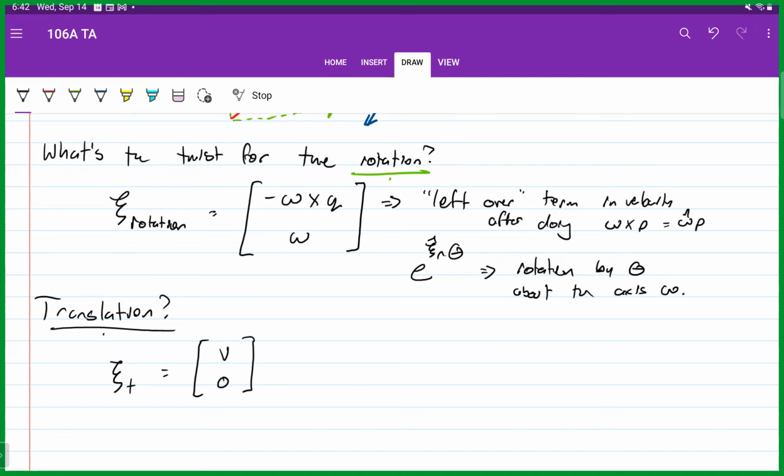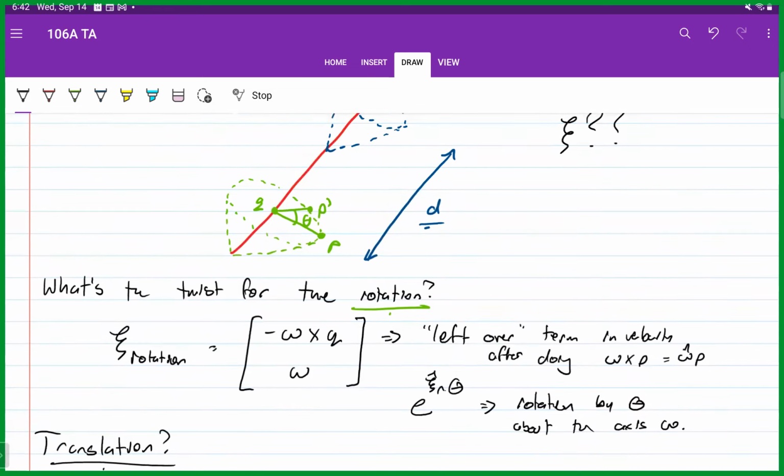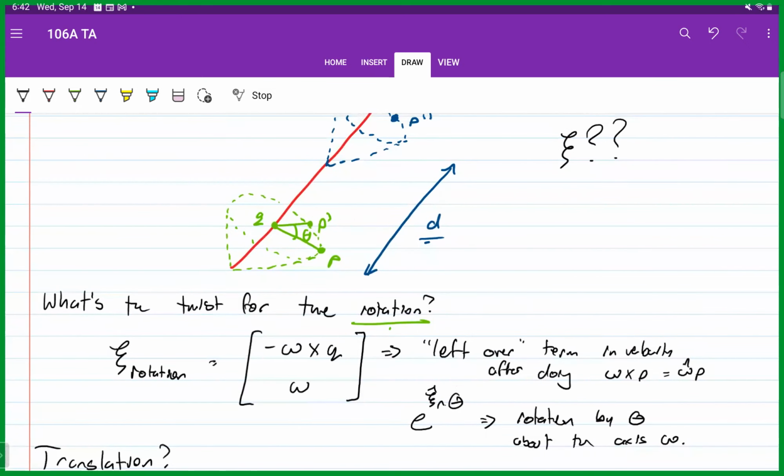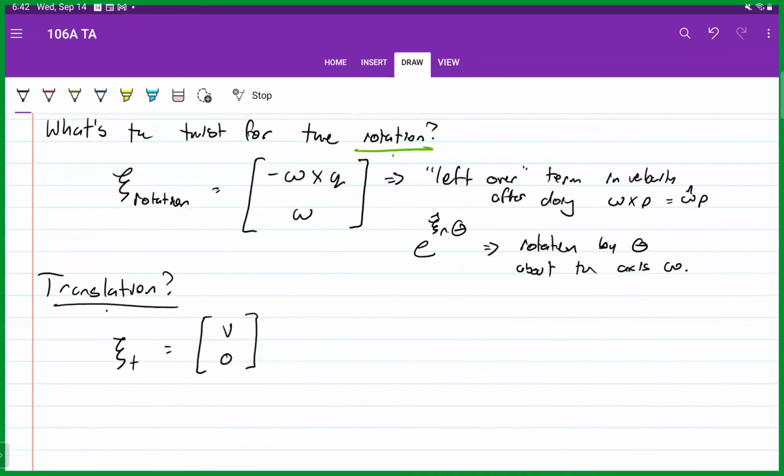That's not going to give us what we want. That's going to give us a translation of an amount theta. So then we'll be rotating by theta around this axis, and then we'll be translating by theta along this axis. But we don't want to translate by theta. We want to translate by this other distance d. So we need some way of converting between theta and the distance that we want to go.